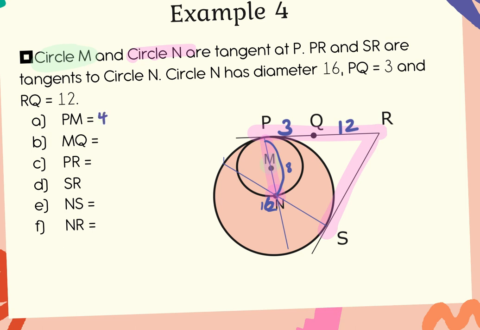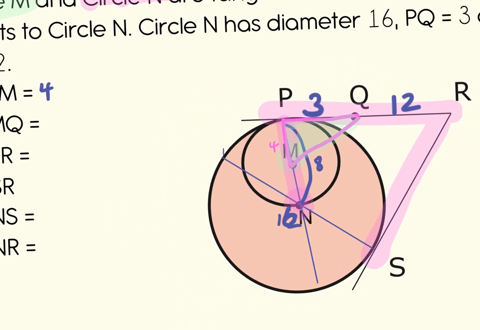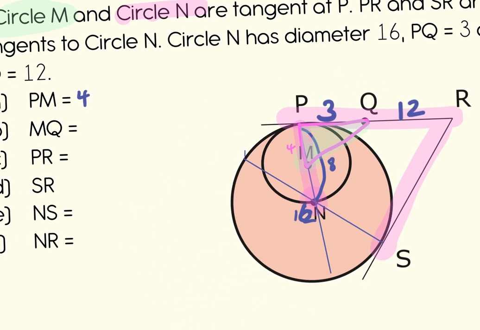I have to find MQ. So if I have this diagram that I could fill in as a right triangle, this 4 was half of the big diameter, right? Which is the radius of the small circle. And then I've got 3 for PQ, which tells you MQ is what? This is a small right triangle, right? One side is 4, one side is 3, which tells you what's the hypotenuse? 5.